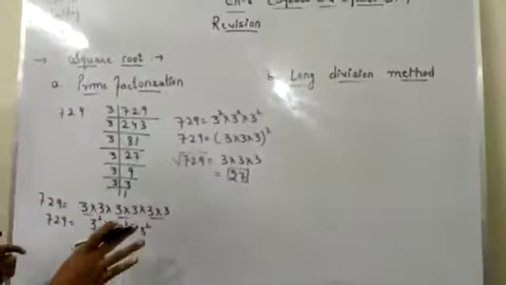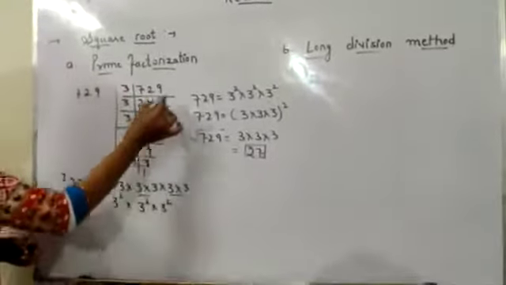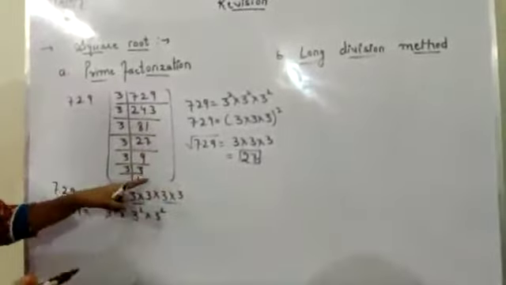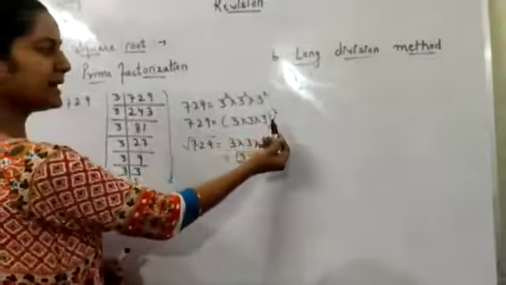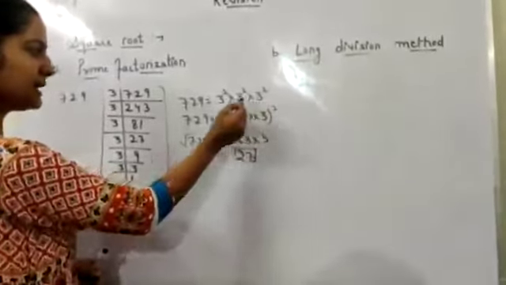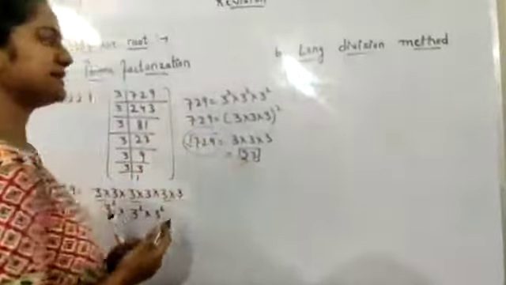This was the prime factorization method. What we have done is, first of all we found the prime factorization. After that we made the pairs, and after taking the power as common we shifted that power here, and that became the square root and the answer is 27.